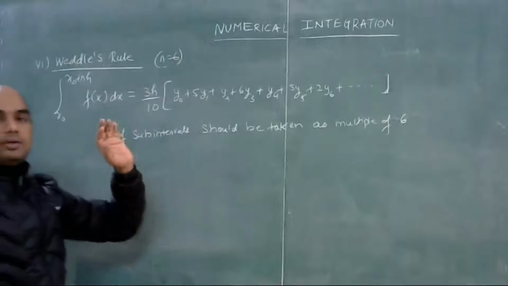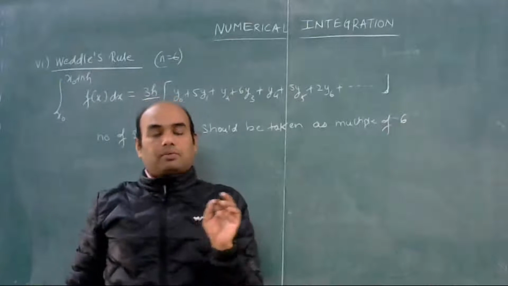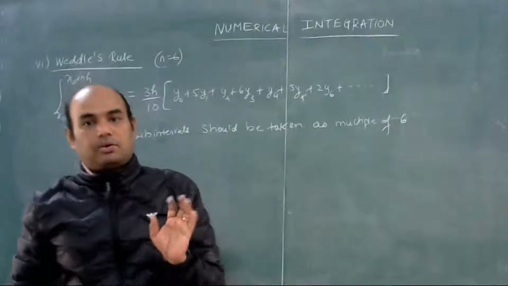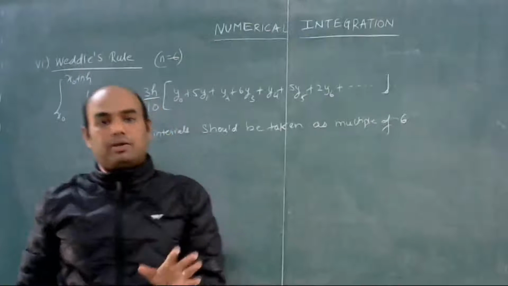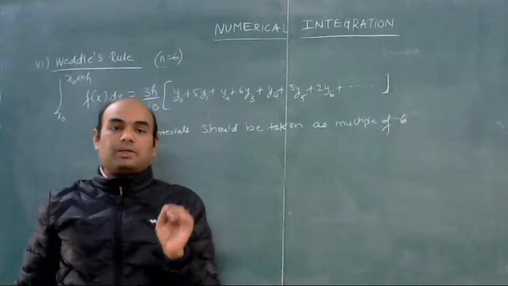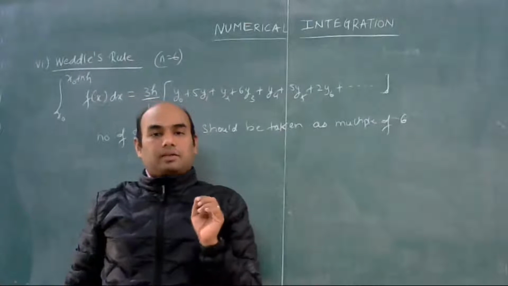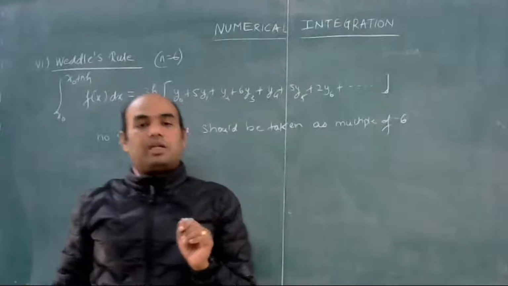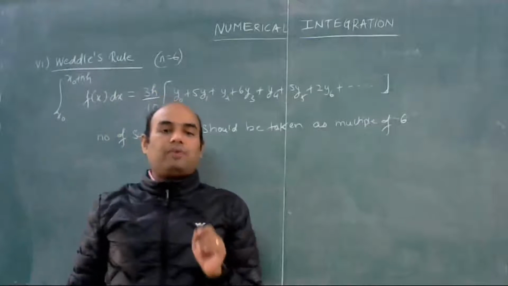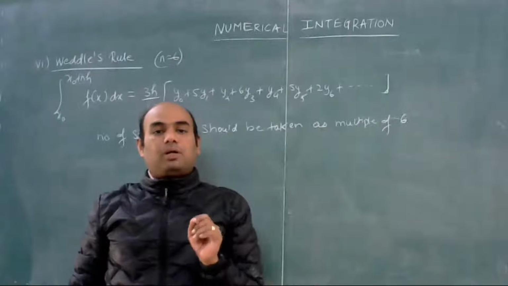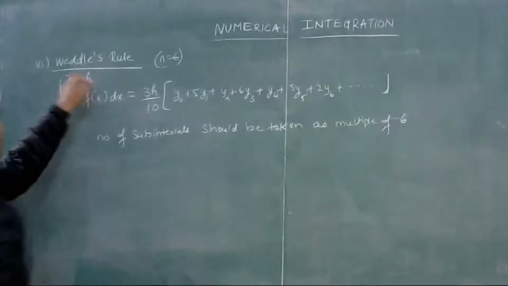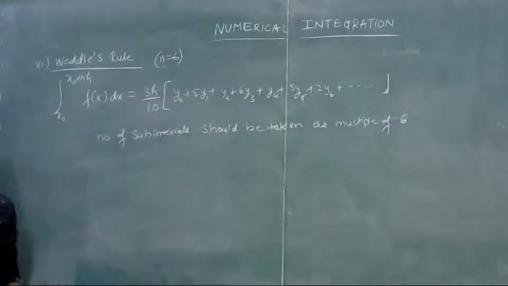So for the trapezoidal rule, the value of n can be anything, odd or even. For Simpson's one-third rule, the value of n must be even, and for Simpson's 3/8 rule, the value of n must be a multiple of 3, and for Weddle's rule, the value of n must be equal to 6. Okay, so this is the criteria for application of these rules for the various problems.